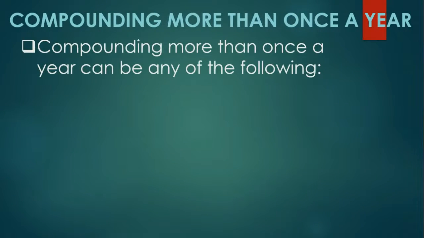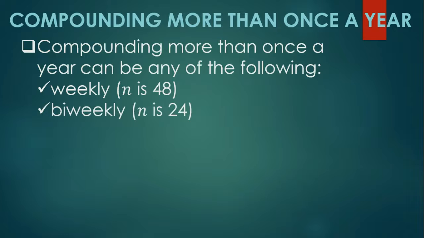Compounding more than once a year can be any of the following. So, weekly. So, ibig sabihin, in a month, there are 4 weeks. So, 4 times 12. Sa isang taon, 48 times kukunin yung compound interest. Bi-weekly. So, ibig sabihin kapag sinabing bi-weekly, every other week. So, 48 divided by 2 is 24. The value of N is 24.